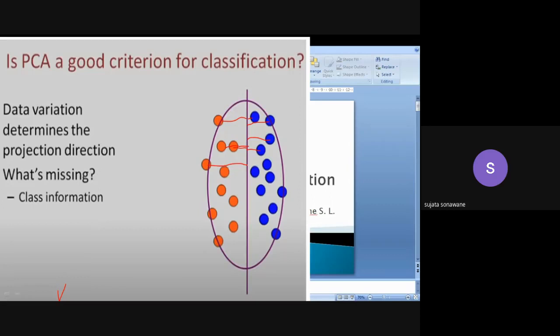When you look at this diagram, given in oval shape, you can see that there are two different classes. One class is given in orange color, and the second is given in blue color. But when you draw an axis and map these points on that axis, you can't classify those points.